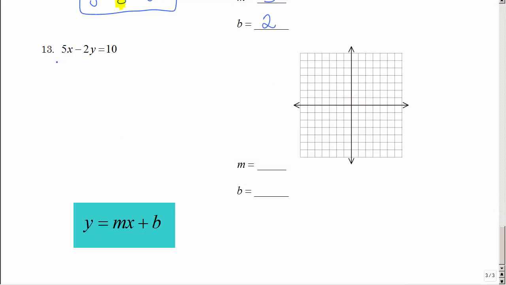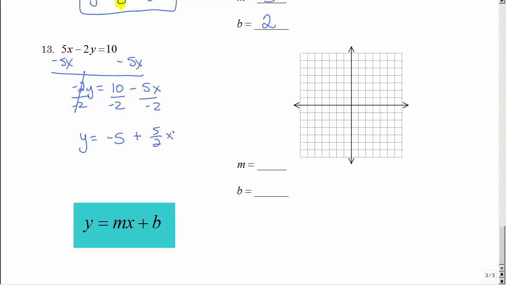All right, so I want to get y by itself, so I want to subtract 5x. I want to divide everything by negative 2. Negative over negative is a positive. I want to write my x first. And again, I'm looking for that form of y equals mx plus b. Now I know my m is 5/2, and my b isn't 5, but it's negative 5. So I have 5/2 and negative 5.